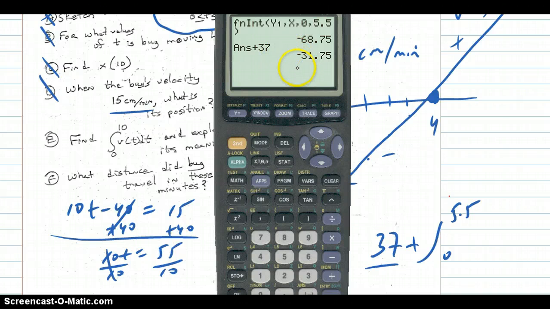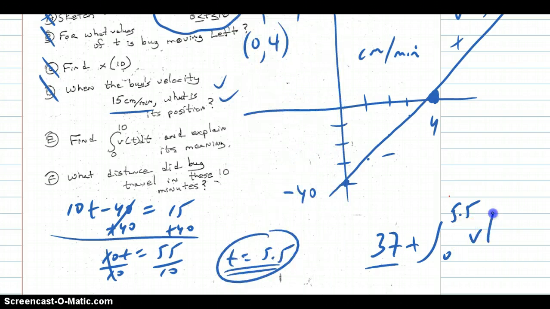It's, what is it? Negative 31.75. The velocity, negative 31.75, what's that, 3/4? And that's the position, and that's centimeters, and since it's negative, to the left. And so that is what we got there.